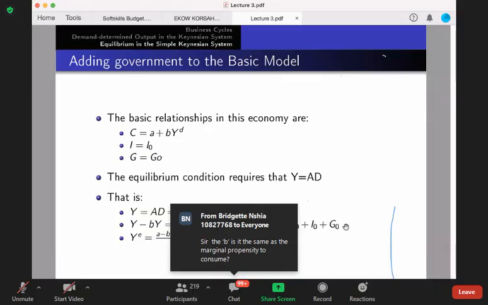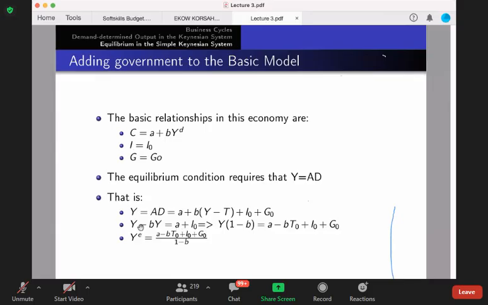Exactly, the B is the same as the marginal propensity to consume. So what happens here is this. The last equation, to get the equilibrium national income, divide both sides by 1 over 1 minus B, and divide this side too by 1 minus B. So B is indeed the marginal propensity to consume.